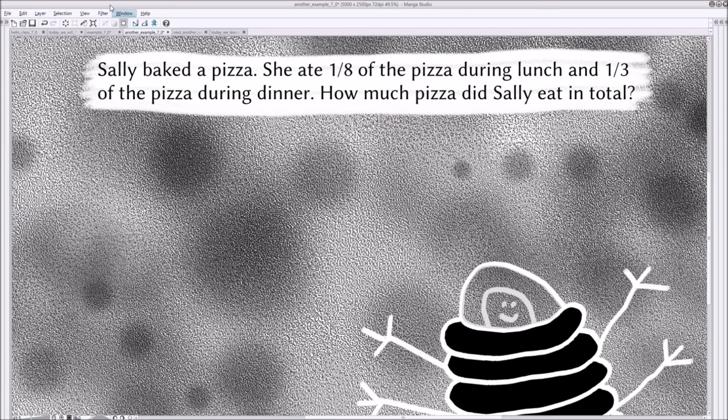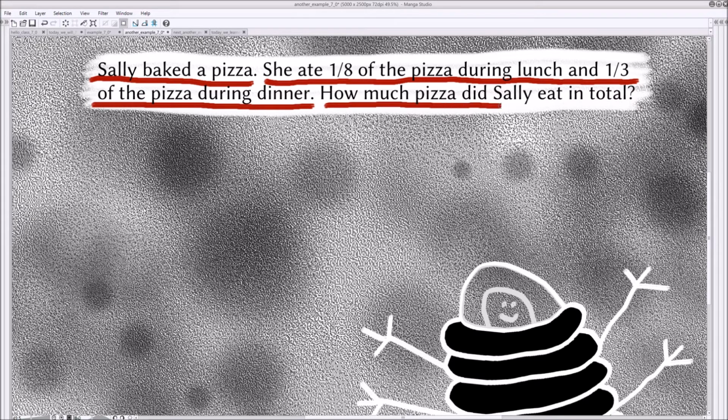Okay, we're back, so let's start off by reading the word problem. Sally baked a pizza. She ate 1/8 of the pizza during lunch and 1/3 of the pizza during dinner. How much pizza did Sally eat in total? So for this problem, we are going to be adding our 1/8 of pizza she ate during lunch and the 1/3 of pizza she ate during dinner. So we are going to have 1/8 plus 1/3.